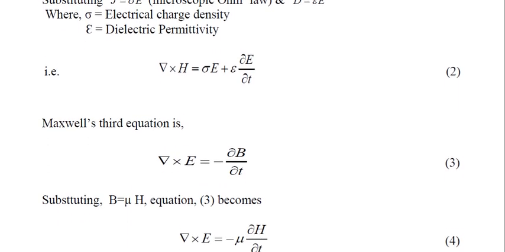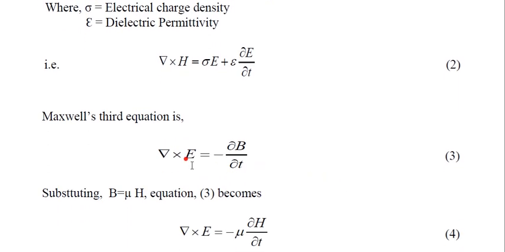Next, we have to use Maxwell's third equation. Maxwell's third equation is del cross E or curl E is equal to minus dou B by dou T according to Faraday's law. That is, EMF produced is equal to the time derivative of magnetic flux density, and the negative sign according to Lenz's law means that EMF is in the opposite direction to that of the magnetic field.